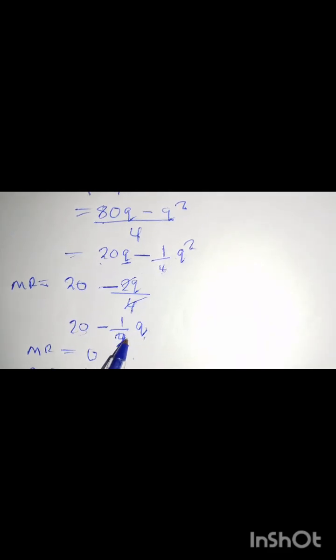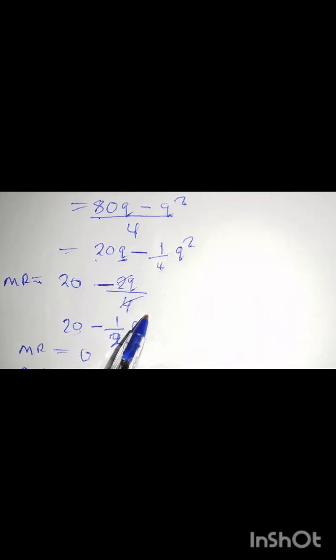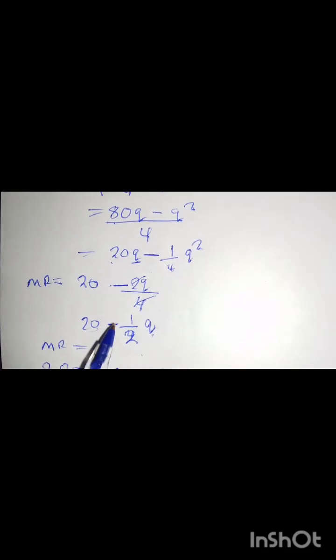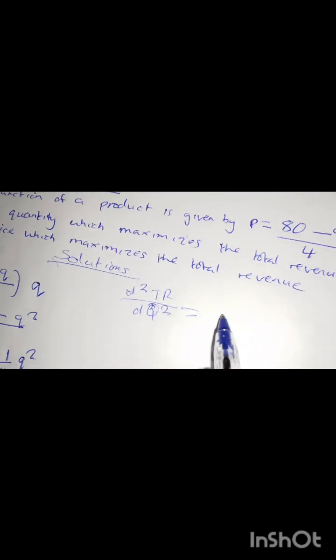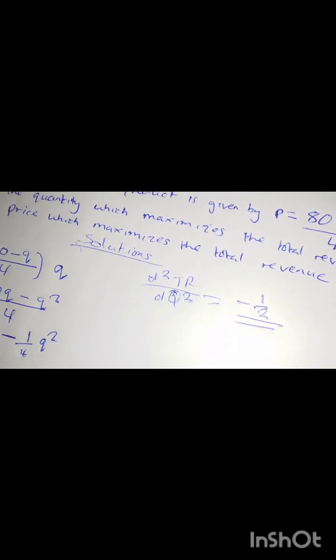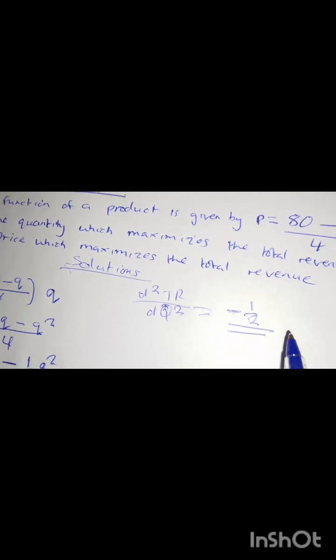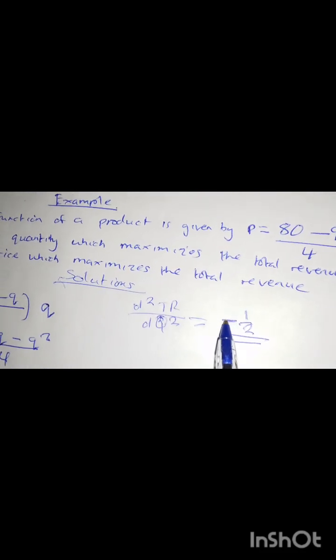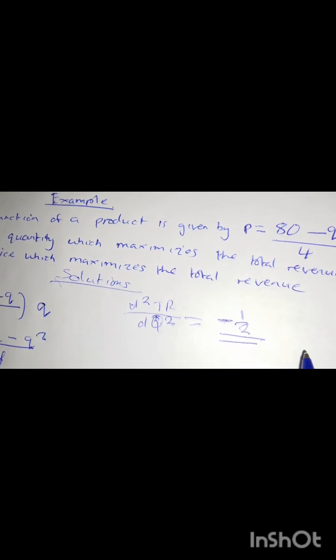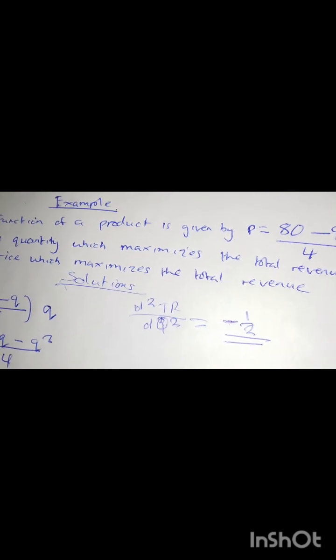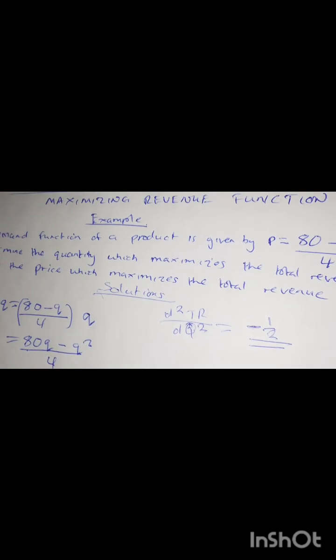Then if we differentiate this one, since it is 1 over 2q, q is to the power 1, so multiplied by this, we're going to have 1. So this q will be eliminated, and we're going to have negative 1 over 2. Since this is negative, which means it is the maximum, because this one is less than 0. For something to be maximum, it has to be less than 0. So this function is maximized already. So from here, we are done with question A.